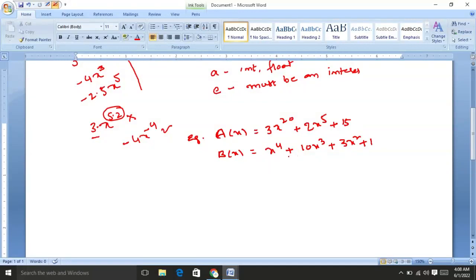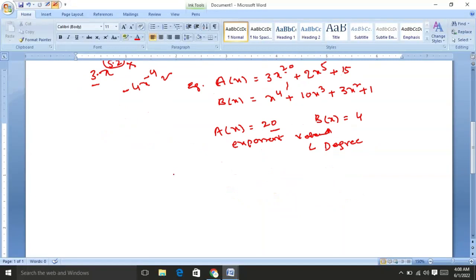Here we consider in any polynomial the highest exponent value. Suppose in Ax the highest exponent value is 20, that is e equal to 20. In the second polynomial Bx the highest exponent value is 4. So these are the exponent values. The highest exponent value in any polynomial, we call it the degree. So the degree means the highest exponent value.